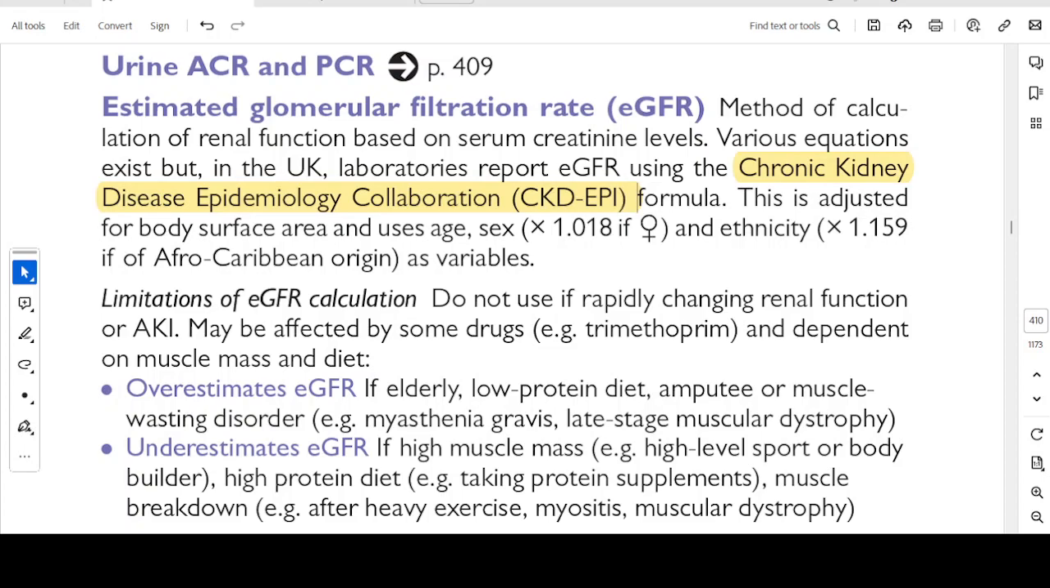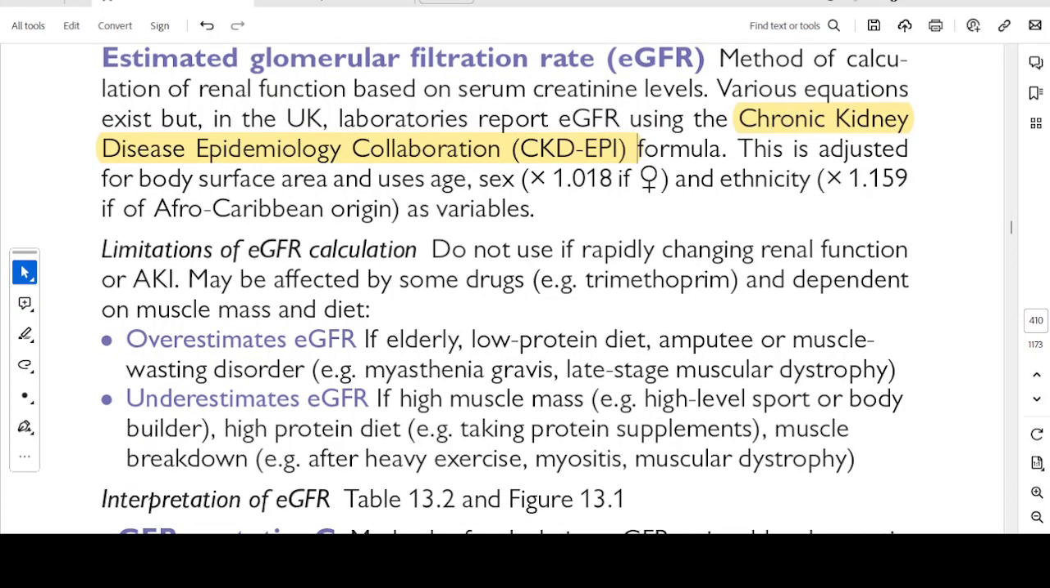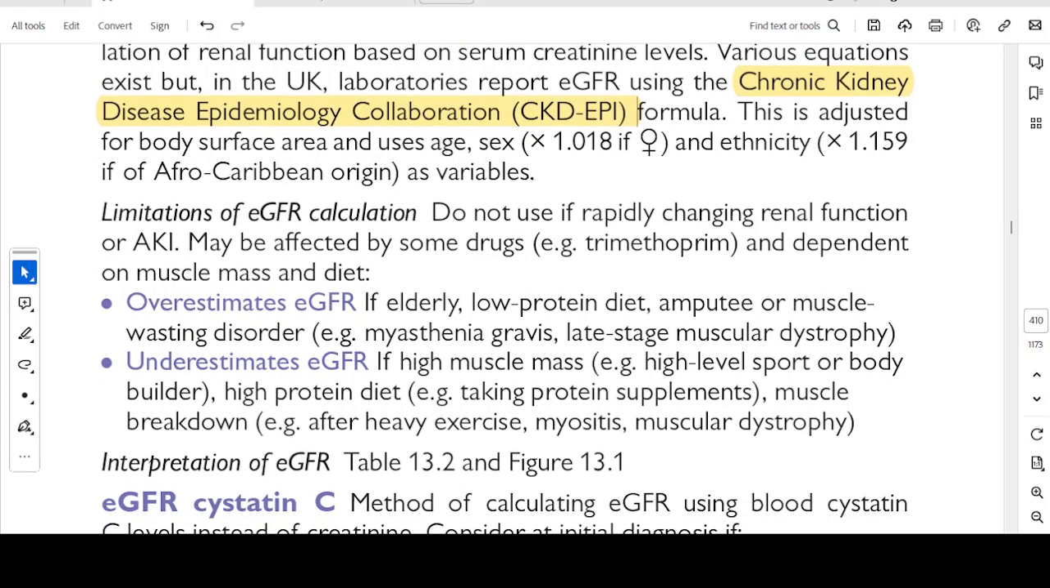Adjusted for body surface area, and uses age, sex into 1.018 if it's a female, and ethnicity into 1.159 if Afro-Caribbean origin as variables: age, sex and ethnicity, and body surface area.